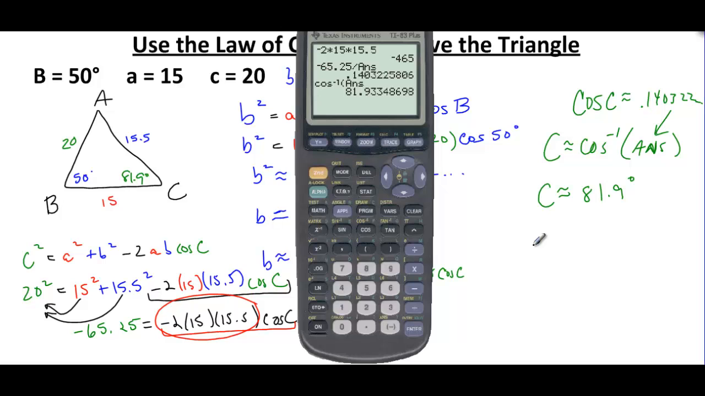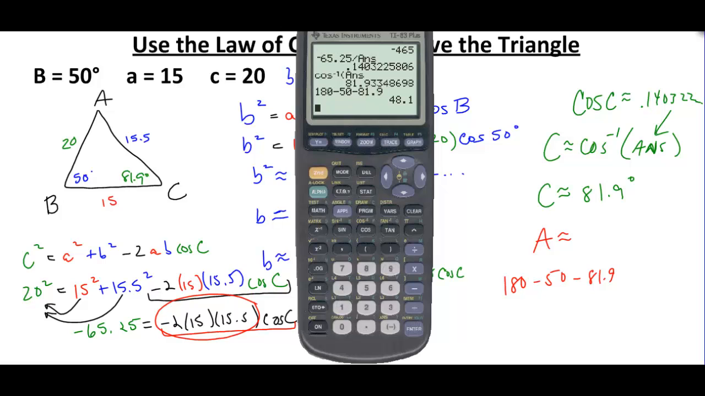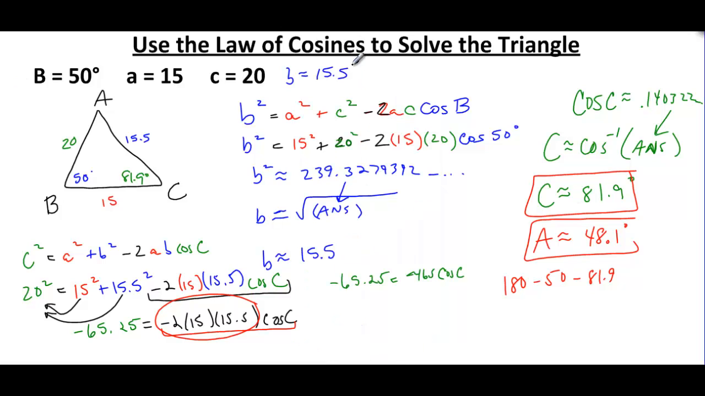So now that I know that, 81.9 degrees, it's really easy for me to now find angle A. Angle A, again, remember, is just one of three angles of a triangle. So I'm going to take 180 degrees minus my 50 degrees minus my 81.9. And now I get that A is approximately 48.1 degrees. And now I have solved for my triangle because now I have found the three missing pieces.